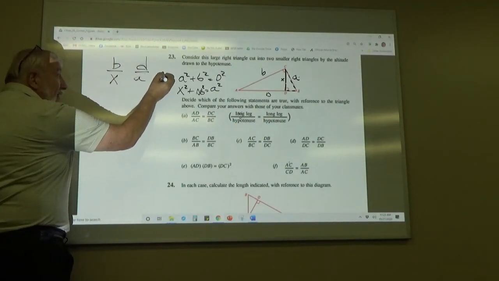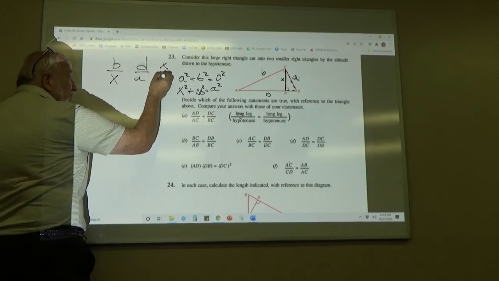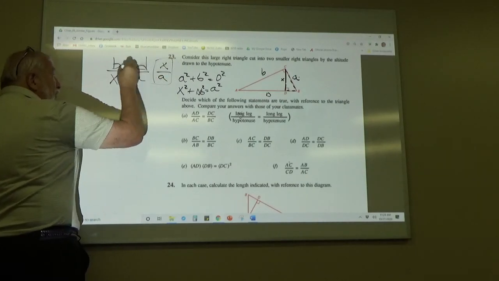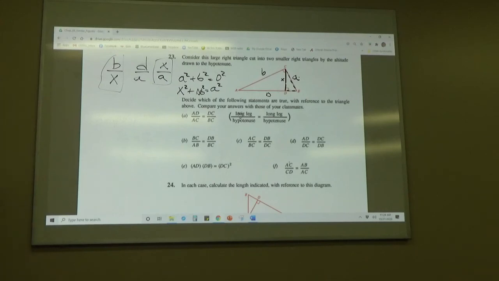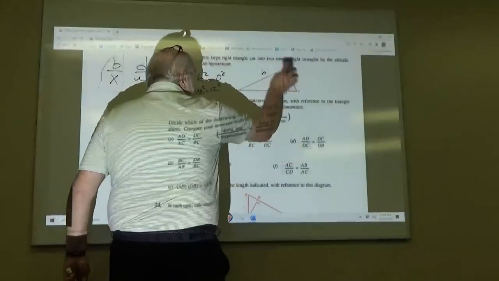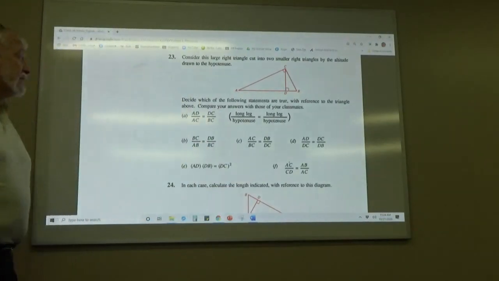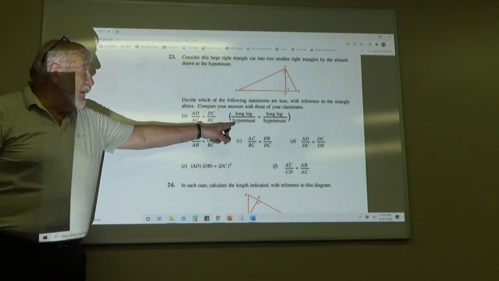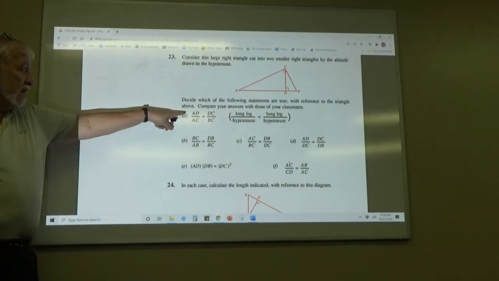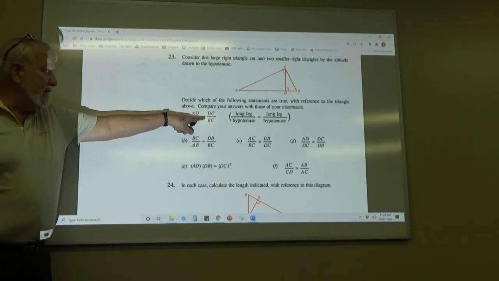So A and X are related, and what you end up with when you cross multiply is x squared is equal to a times b. All right, that's what you're going to be discovering when you look through here. And so you end up with the square root of the two numbers multiplied together. So see here you have long leg, hypotenuse, long leg, hypotenuse. All right, all of these are different: AB, AC, DC, and BC.